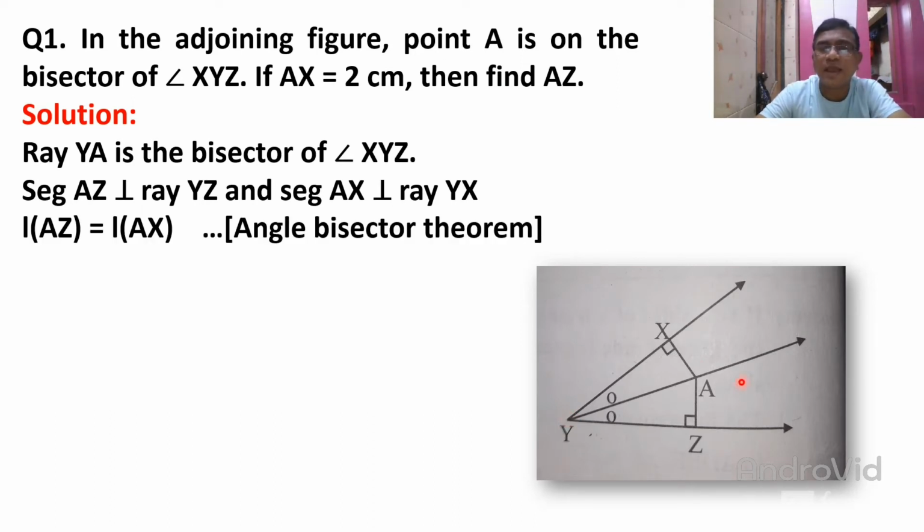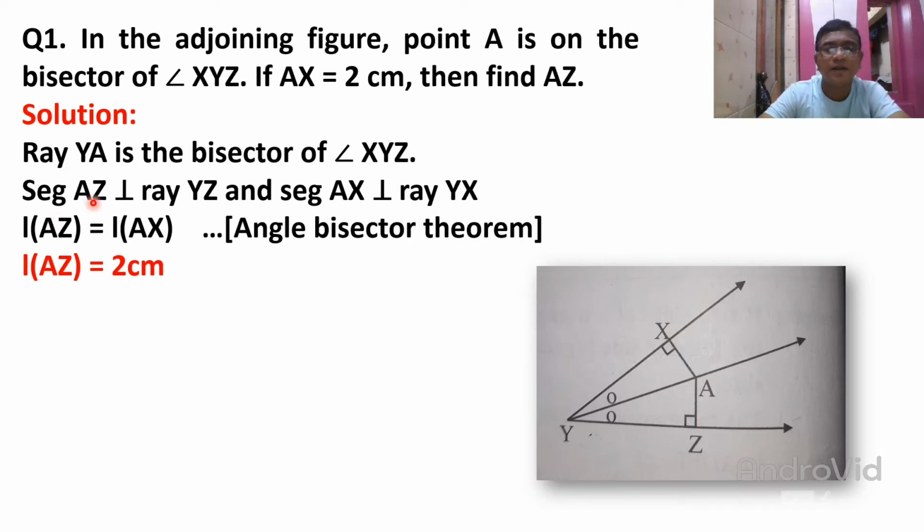So by the angle bisector theorem, length of AZ is equal to length of AX. Length of AX is equal to 2 centimeters, so length of AZ is also 2 centimeters. Is that clear? It is very simple, my students. Remember that when there is an angle bisector and the segments are perpendicular, whatever the length given first, suppose XA is 2 centimeters, then AZ is 2 centimeters. If XA is 5 centimeters, then AZ is also 5 centimeters. Means they are equidistant, so the distance is the same.